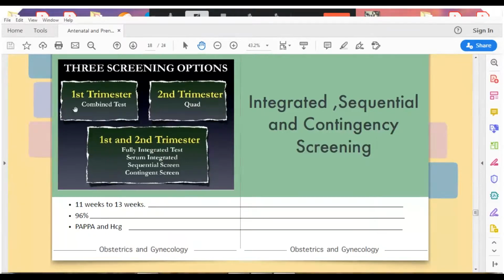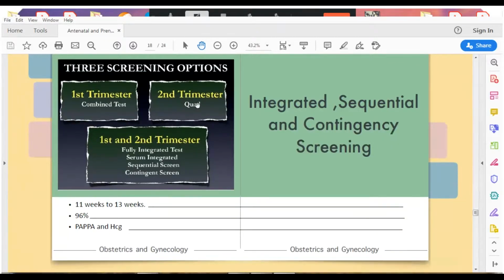In the first, we did all of them. In the second trimester, we did all of them. We took an average. Contingency is, in the first trimester, you do a PAPP-A, HCG, and nuchal, and quad. If the kid's probability from the first trimester results is very low, you don't even do a second trimester for the contingency.